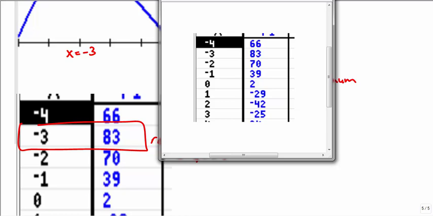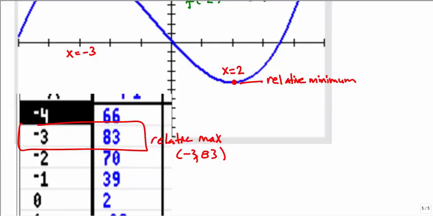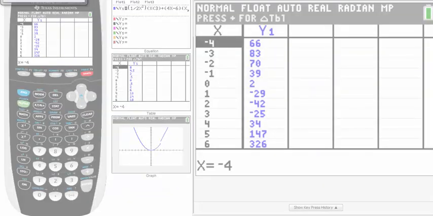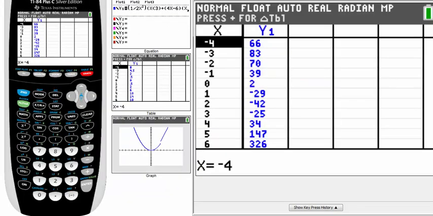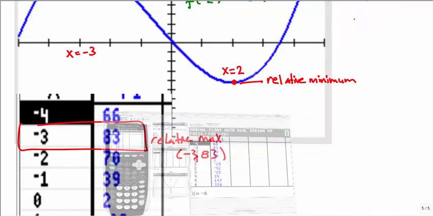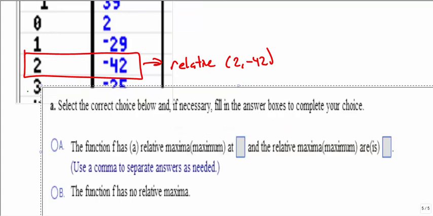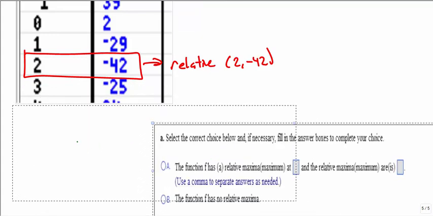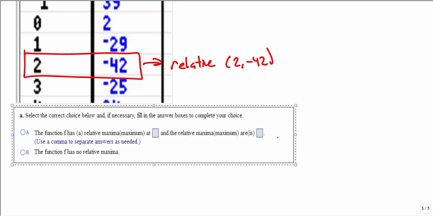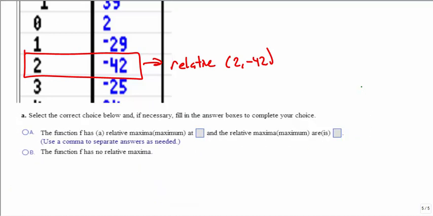It says for the function f, it has a relative max or min. Let's go ahead and pop it right in here. So here we're looking at a relative maximum. So that's this value right here. Has a relative maximum, and the relative maximum is or are, and they want us to plug in these values.